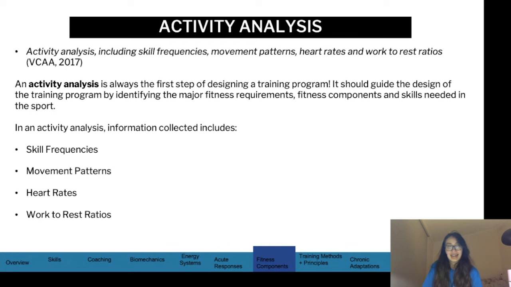I just had an exam recently and my brain is still a bit in post-exam mode, so hopefully I'm making sense, you guys. In activity analysis, information collected includes skill frequencies, movement patterns, heart rates, and work to rest ratios.